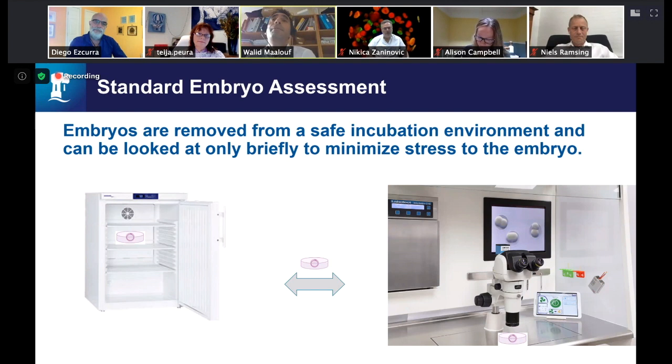On standard embryo assessment, how it all started. Standard embryology assessment typically involves daily checks of the embryo development by taking the dishes in and out of the incubator into the laminar flow hood, which has an integrated microscope and a heated stage. This movement of embryos, taking them out of their safe incubation environment, usually has to be minimal because that can create stress for the embryos.